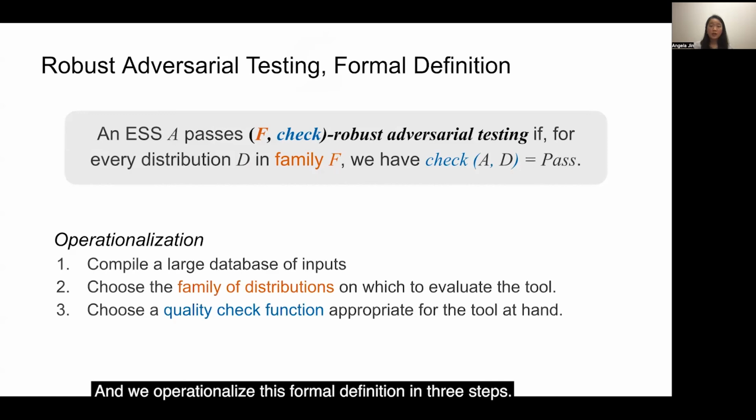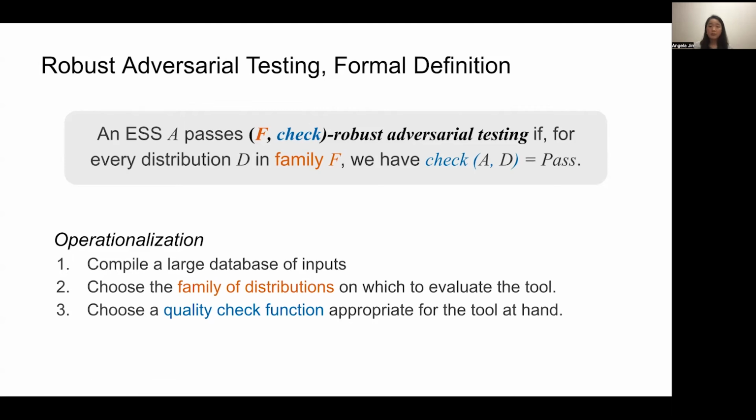And we operationalize this formal definition in 3 steps. First, we would need to compile a large data set specific to the tool at hand. Next, defense would choose the family of distributions according to the defendant's case and instantiate the distributions using test data sets on which to evaluate the tool. Lastly, defense would choose a quality check function appropriate for the tool at hand and would use this function to evaluate the tool.